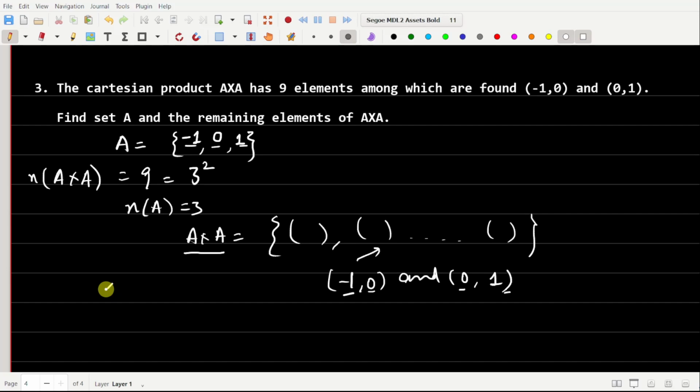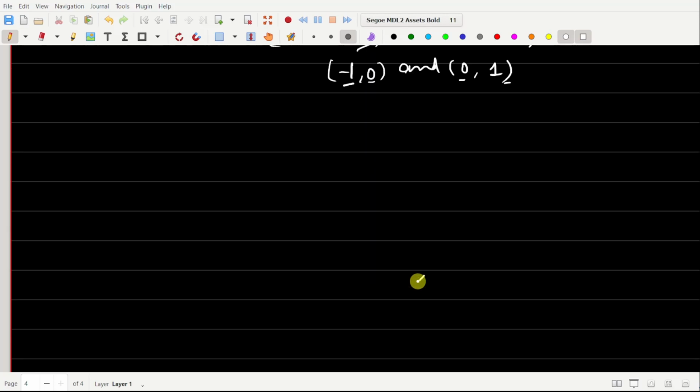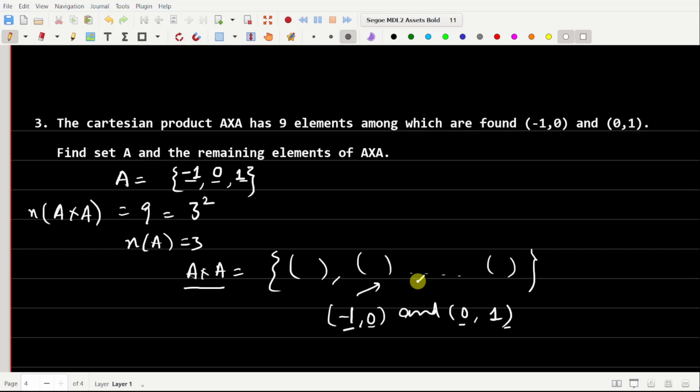So like this, these were very simple questions on the Cartesian product. In the next video we will start with the introduction of relations, and then we will see some more questions on relations. So till then you just revise this concept, and we will meet in the next video.